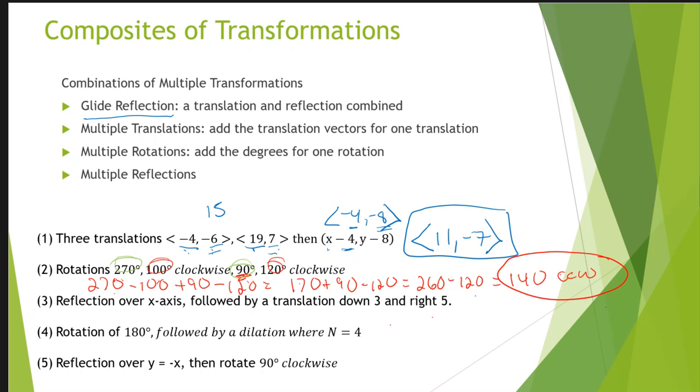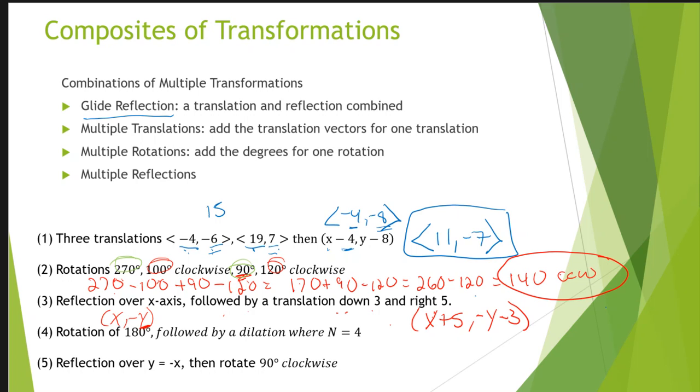A reflection over the x-axis. So I'm going to write what happened there. If it's a reflection over the x-axis, it would have been x staying the same, y would change sign. Then it says followed by a translation down 3, right 5. So right 5 will be x plus 5. Down 3 will be negative y, because it's already now a negative, and then minus 3, because it's going down 3.